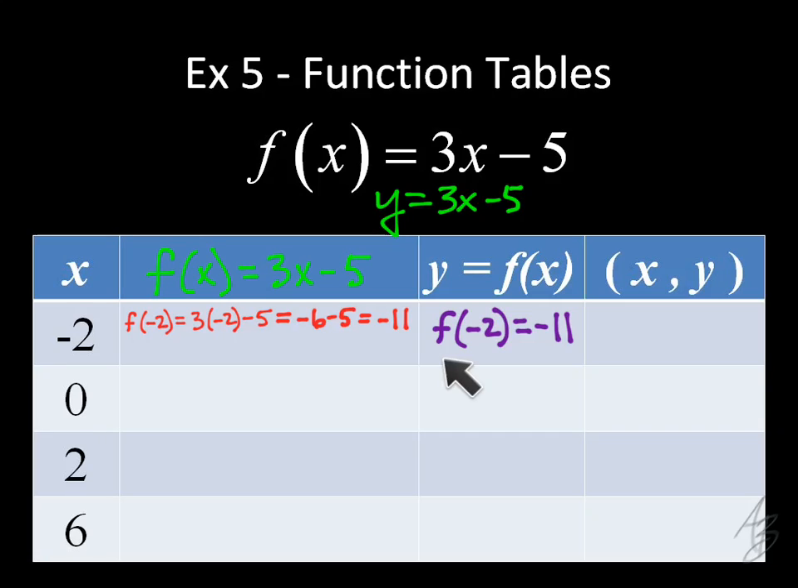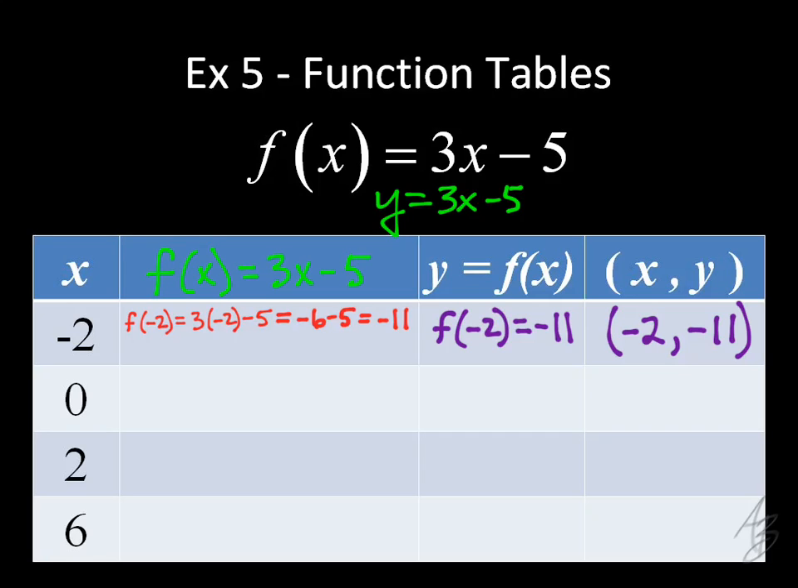The reason we write it like this is it tells us not only what the y value is, that y is negative 11 here, but it also tells us that we got negative 11 for y when x was negative 2. So it tells us the x value and the y value. All right? So remember, f was just replacing y. So when we say f equals negative 11, that means that y equals negative 11. So when we write our ordered pair, what's going to be in there for x? Negative 2 is x, and then y is negative 11.